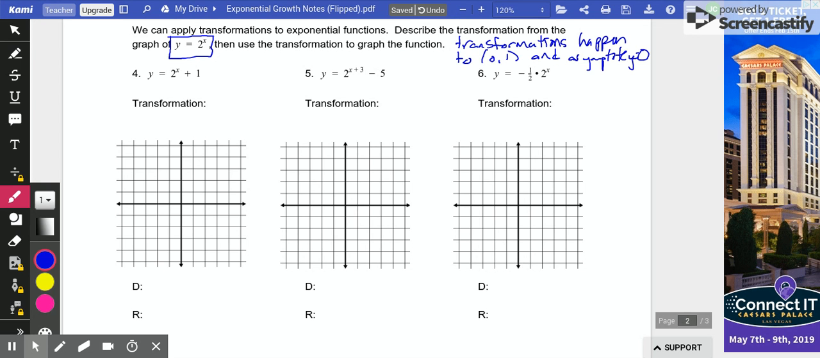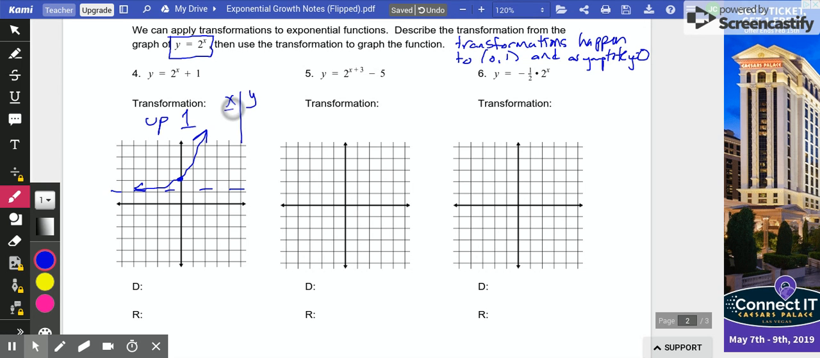We have y equals 2 to the x plus 1. That transformation of plus 1 is going to take us up 1. So instead of having our intercept at 0, 1, we're going to have our intercept at 0, 2. Instead of having an asymptote at y equals 0, we're going to have an asymptote at y equals 1. And at this point, if you wanted to plug in more numbers, you could, but remember, we know our basic shape. It's heading up like that. It's flattening out like that. So that's good enough.